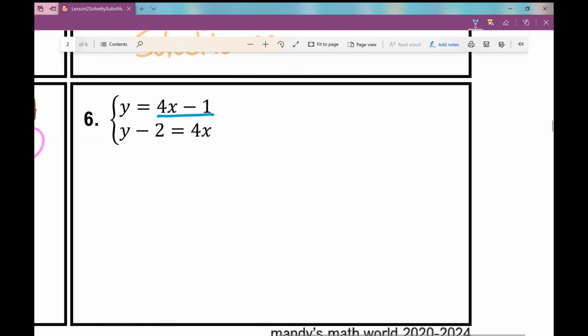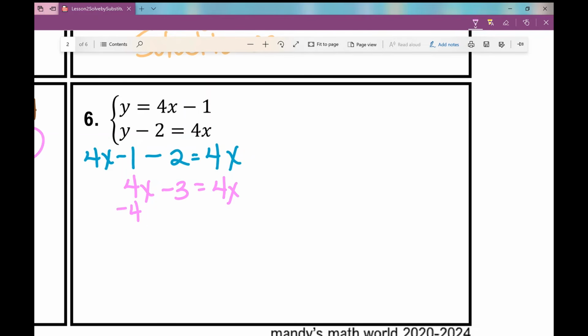So I'm going to replace y with 4x minus 1 because it equals the same thing. And I'm going to rewrite the rest of this equation. I'm only replacing y with 4x minus 1. This minus 2 equals 4x, that stays there. So now let's solve. I've got one equation, one variable. The first thing I'm going to do is combine like terms, and I get 4x minus 3 equals 4x. Well, let's get our variables to one side. In doing that, I'm going to subtract 4x, and I get negative 3 equals 4x minus 4x is 0.